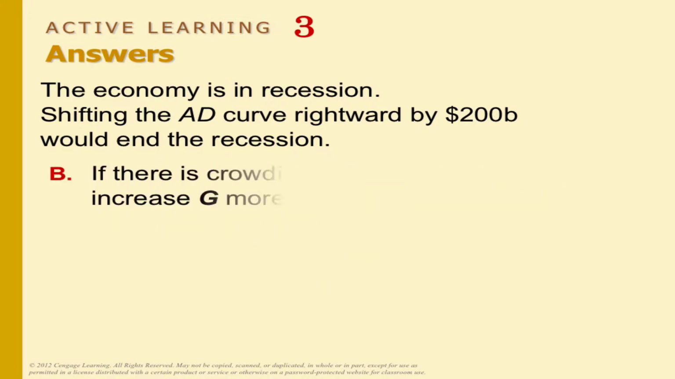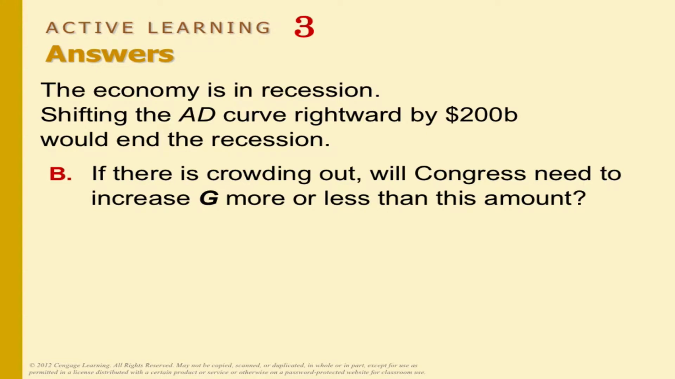This one's a little harder. Now there's crowding out. Does Congress still increase government spending by 40 billion? No? 30 billion? 20 billion? Wrong direction? 50 billion? 60 billion? Depends on how much crowding out there is, right? But we know it has to be more than 40 because 40 would just get us right there.